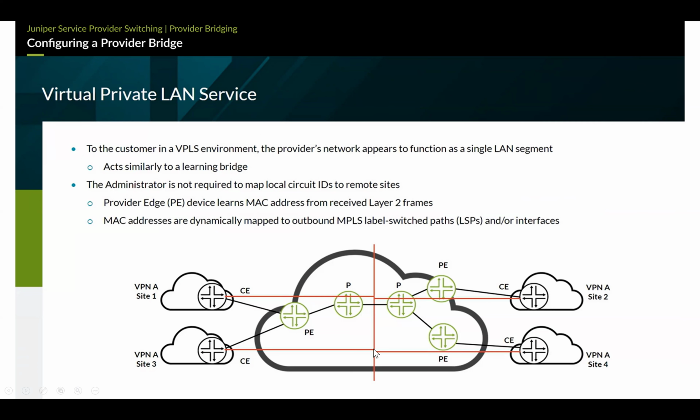This is basically an MPLS concept. This is a virtual private LAN service, that means a VPLS. Point to multipoint. So consider here VPN A: site 1, site 2, site 3, site 4. They will communicate from one site to three different sites through VPLS if this MPLS backbone works perfectly.